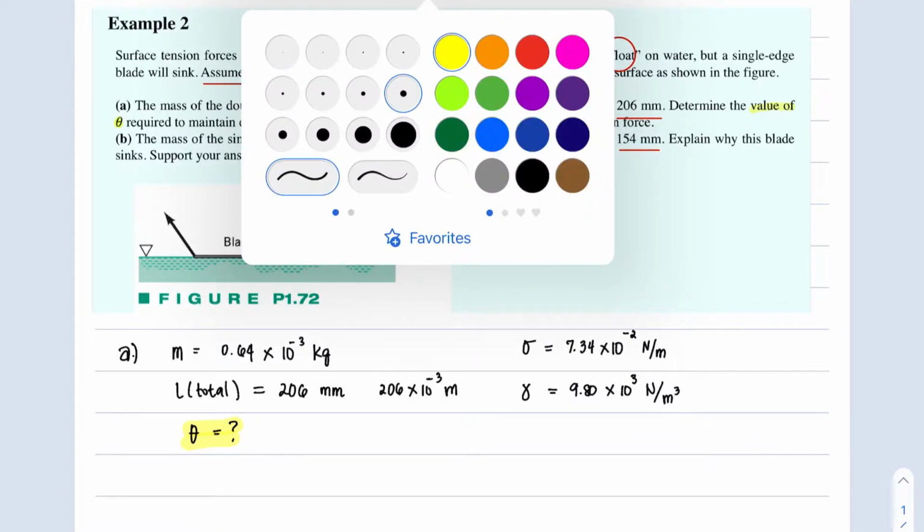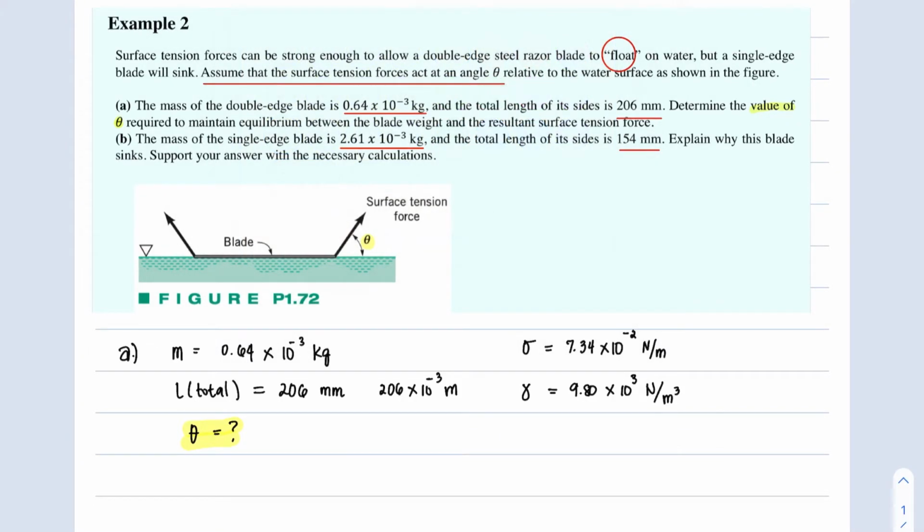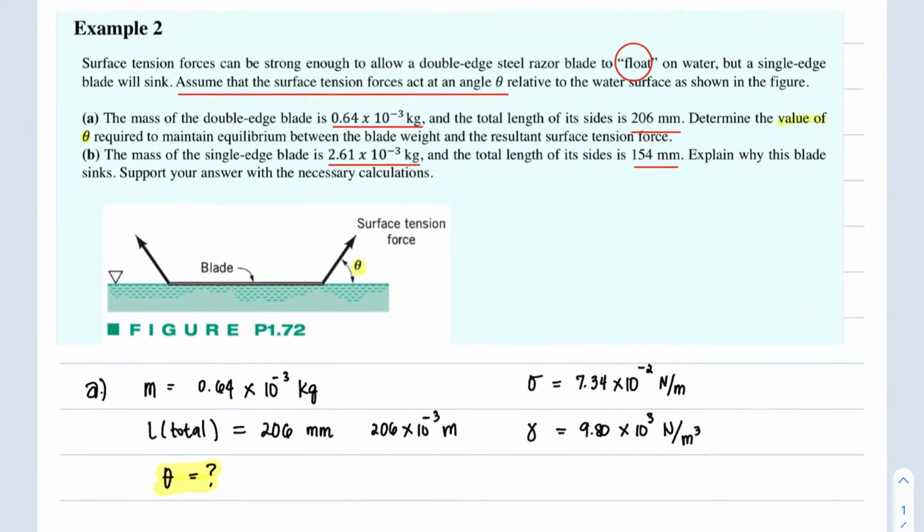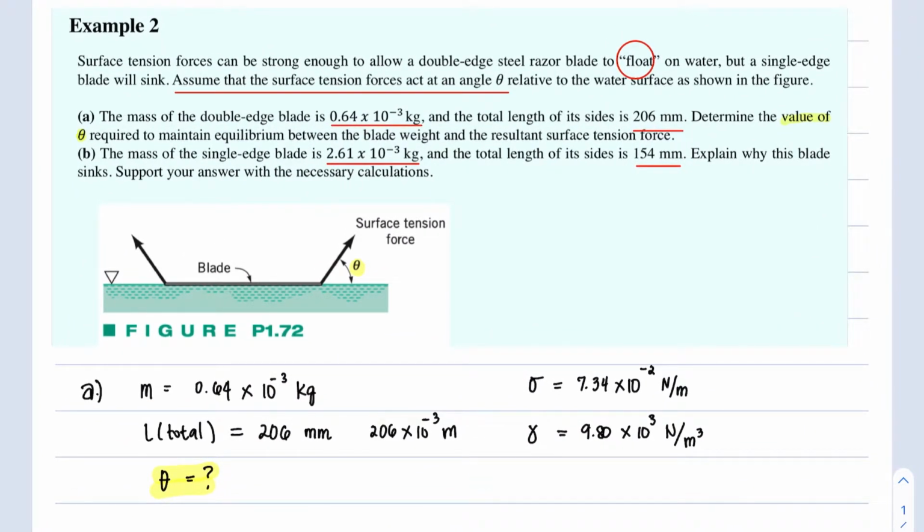Now, for ease of our solution, particularly for part A, I already have laid down ahead some of the constants which we will be needing for the solution. Firstly, we have the surface tension of water, which is given at 7.34 times 10 to the negative 2 newtons per meter. And we have also the specific weight of water, which is 9.80 times 10 to the 3 newtons per cubic meter.